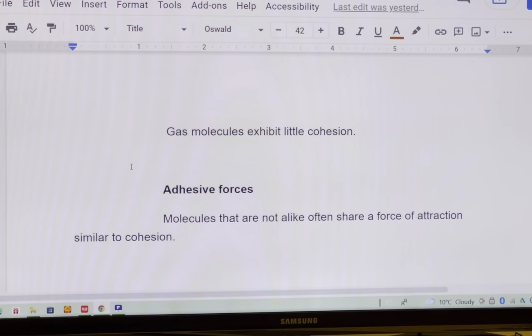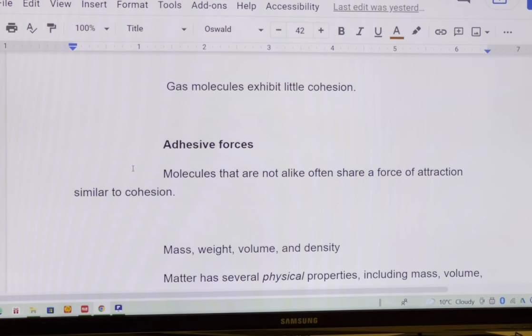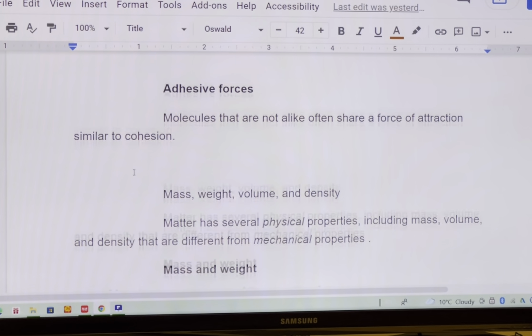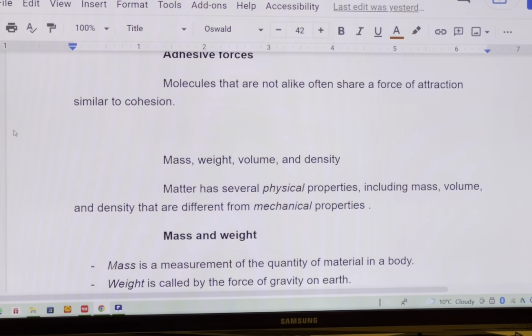Gas molecules exhibit little cohesion. Adhesive force: materials that are not alike often share a force of attraction similar to cohesion.